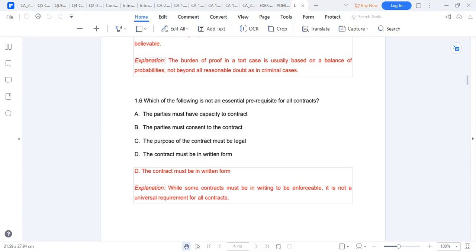Then the last one, the contract must be written. So a written contract is not a prerequisite. Some contracts are verbal, while others are written. Of course, written contracts last longer. So that is how I can explain to dismantle each of these ones. Is that clear?